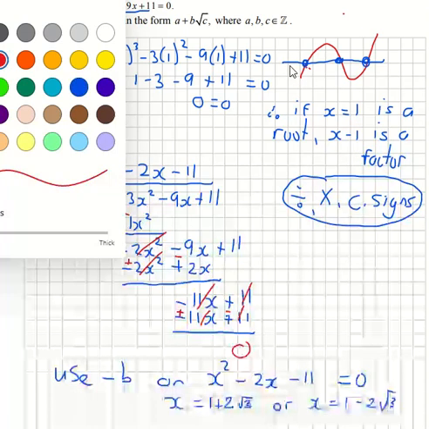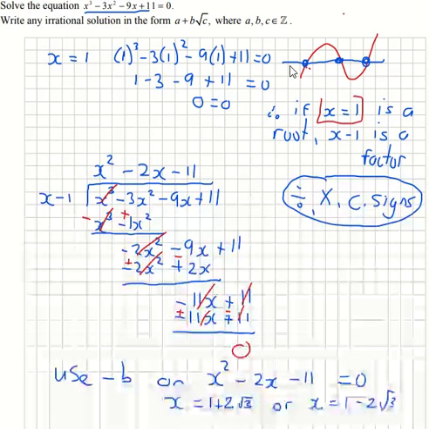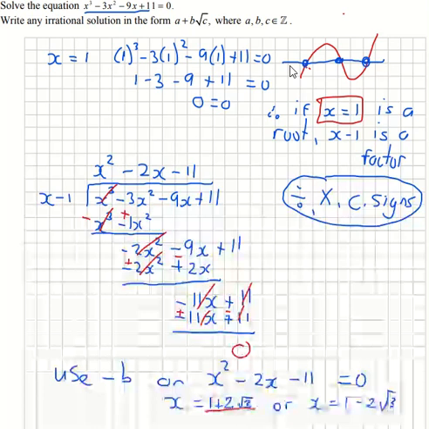Commonly asked questions, so there's the first one, x equals 1, and there's the second one, and the third one.